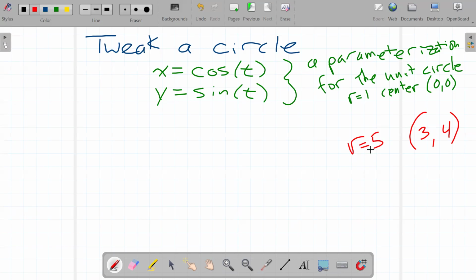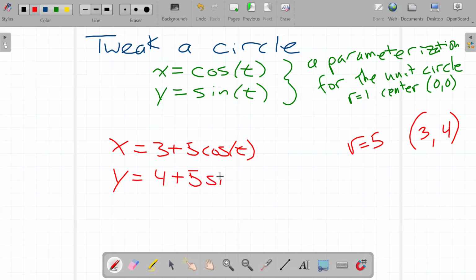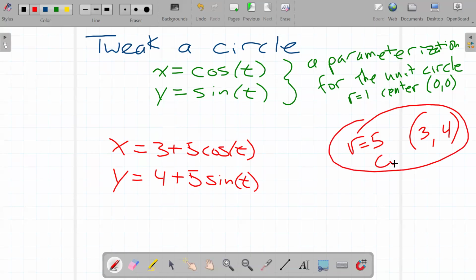So if I want the center to be 3, 4 instead, I would just shift x by 3 and y by 4. And if I wanted the radius to be 5, I would just multiply cosine by 5 and multiply sine by 5. So I think if I were to then graph x equals 3 plus 5 cosine t, and y equals 4 plus 5 sine t, I should get this particular circle.